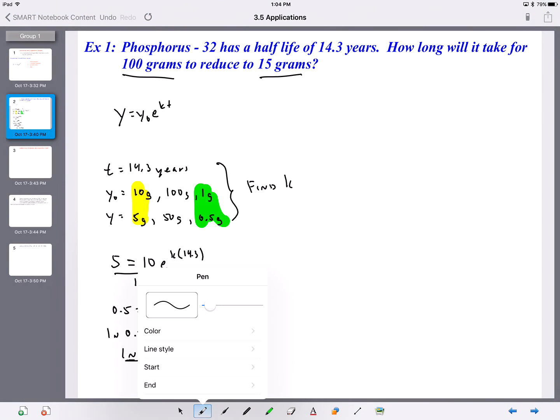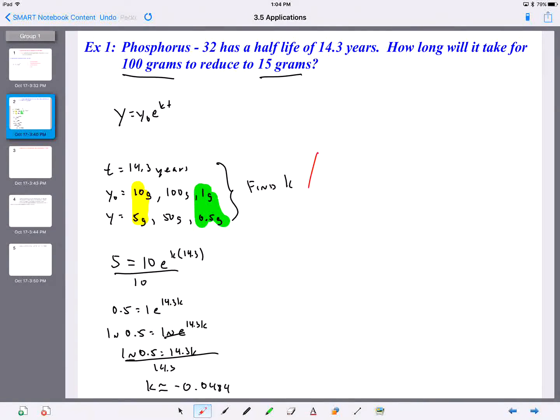Now let's go back and answer the question that we were trying to answer in the first place, which was how long? What is t? What is the time when the initial is 100, the final is 15, and now we know our k value is approximately negative 0.0484. Now we can find the time, because now we have the growth ratio, or in this case the decay ratio. So now we'll set it up again. We have 15 is equal to 100 e raised to the kt, and I'm just going to put k so I don't have to keep writing that decimal.